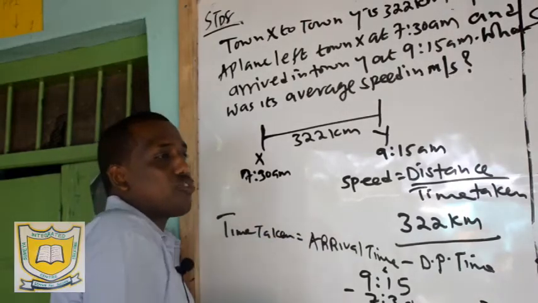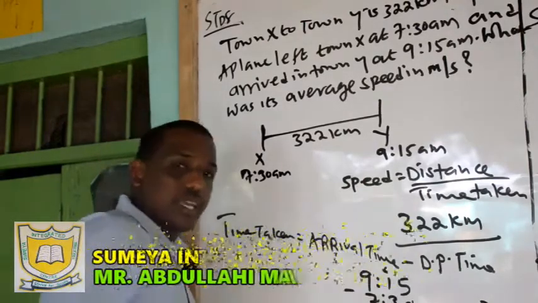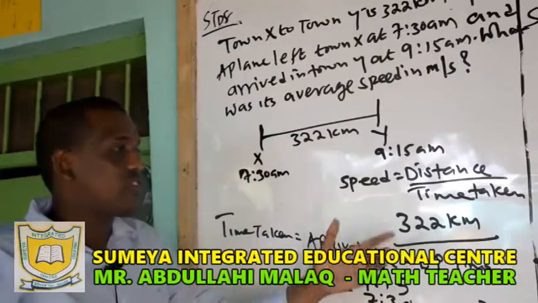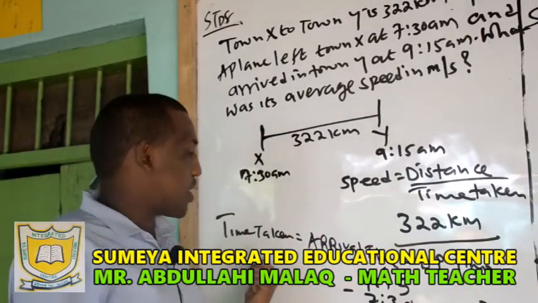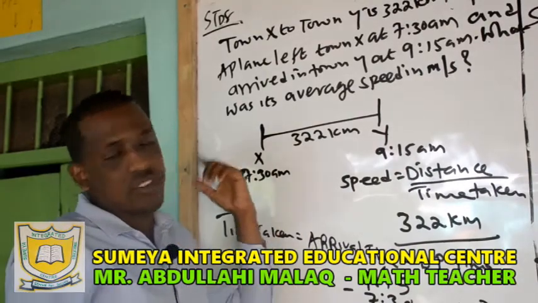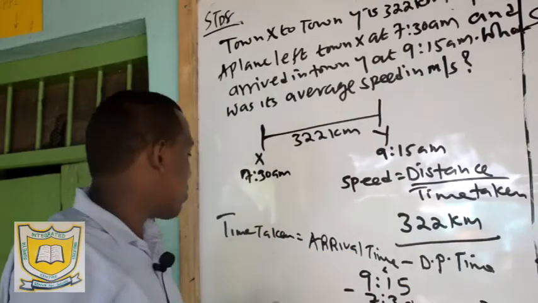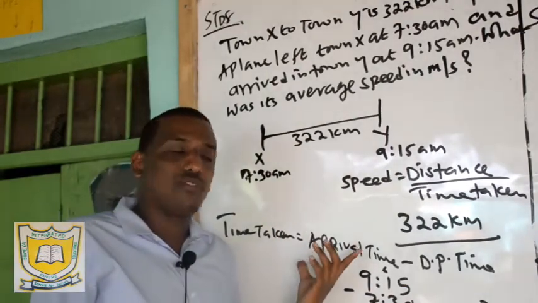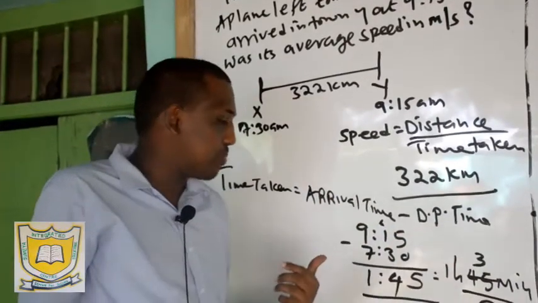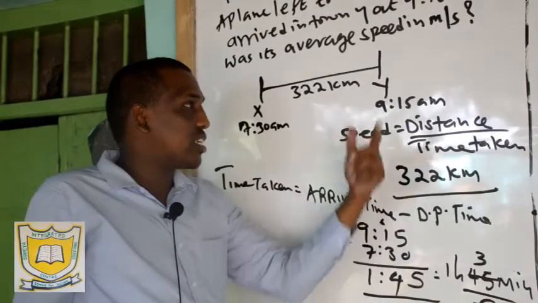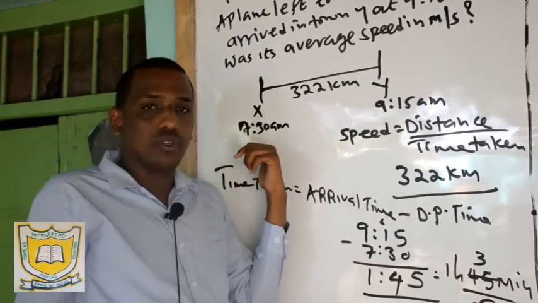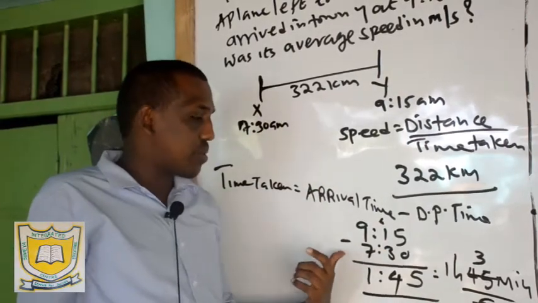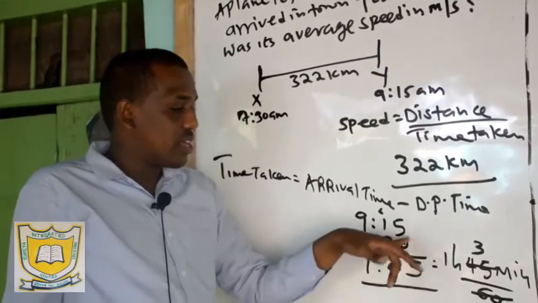Speed is equal to the formula distance over time taken. The distance the person covered is 322. How do we get the time taken? We have the departure time and the arrival time. Time taken is equal to arrival time minus departure time. The person reached town Y at 9:15, minus the departure time, 7:30.